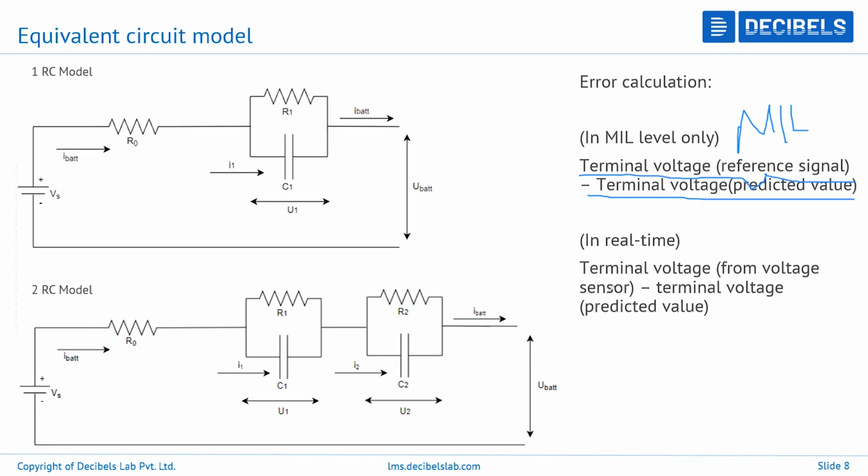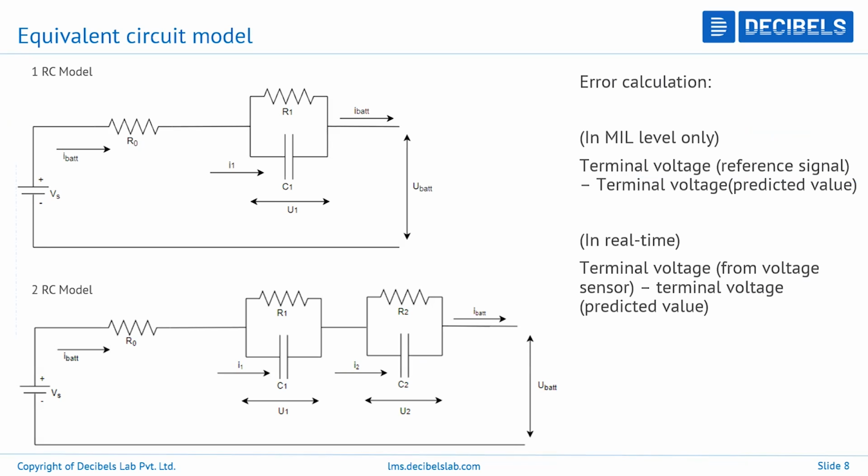But in real time, your difference is the terminal voltage from the voltage sensor, which is in real time, minus the real-time predicted value. So that is the difference between the error calculation in both cases. In a real-time application, we will not be using one RC or two RC. Data will be coming from the sensors on the cell, or even for the battery pack. So this is the purpose of using an equivalent circuit model. Basically, this will be used for estimating your error.